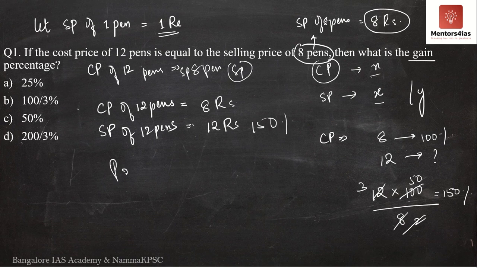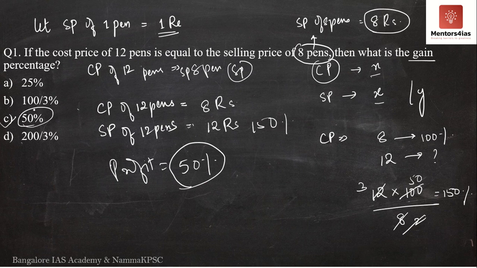Then what is the profit? Profit is nothing but the extra percentage beyond 100%. That is equal to 50%. Therefore the profit is 50%. Therefore the correct option is option C. The correct answer is 50%.